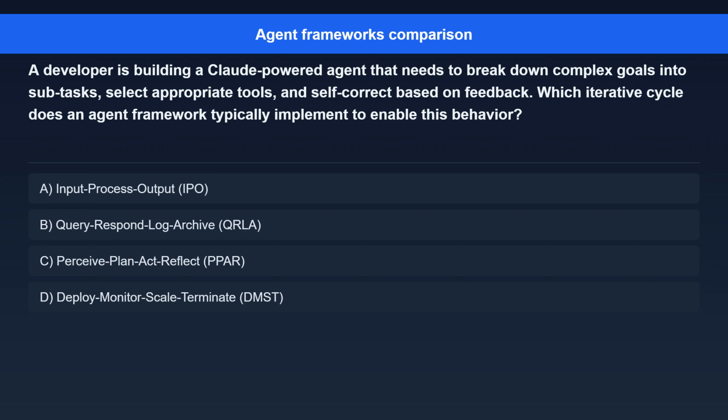Question 9. A developer is building a Claude-powered agent that needs to break down complex goals into subtasks, select appropriate tools, and self-correct based on feedback. Which iterative cycle does an agent framework typically implement to enable this behavior? Option A. Input Process Output, IPO. Option B. Query Respond Log Archive, QRLA. Option C. Perceive Plan Act Reflect, PPAR. Option D. Deploy Monitor Scale Terminate, DMST.